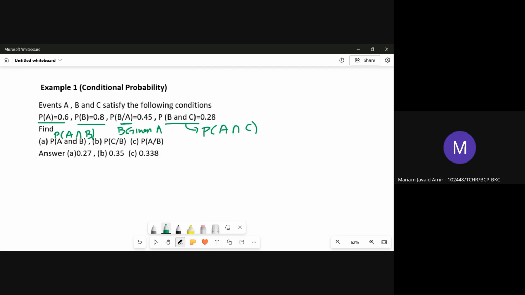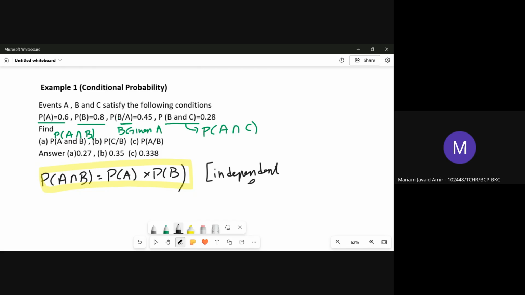Now some students get this wrong. They say probability of A intersection B should equal probability of A times probability of B, and the question goes completely wrong. Why is this wrong? Because this equation only works for independent events. This question doesn't say that any events are independent, so you cannot assume they are independent. So no, you can't do this to solve this question. This would be completely wrong.